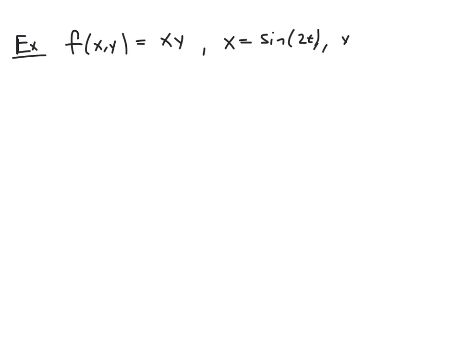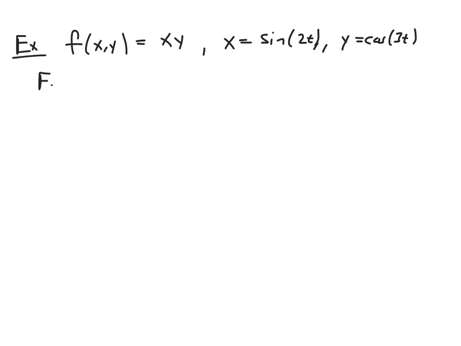And so let's look at one more example of a chain rule problem like this. Let's say we had a function f of x, y, a function of two variables, given by just the product of x and y. x is going to be the sine of 2t, and y is going to be the cosine of 3t. So this is our setup: our function f of two variables, and each of those variables a function of a third variable t.